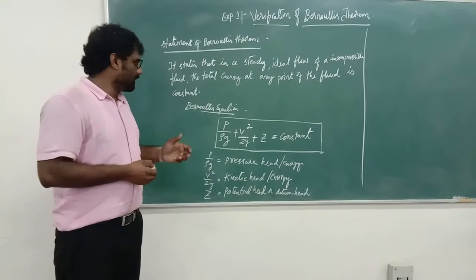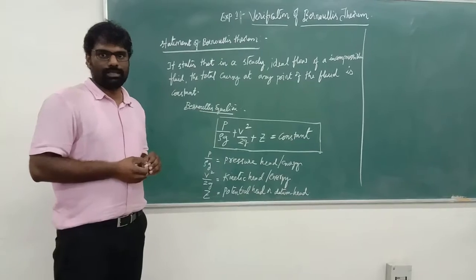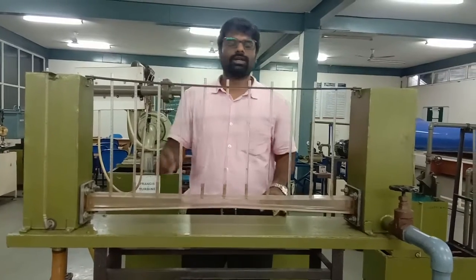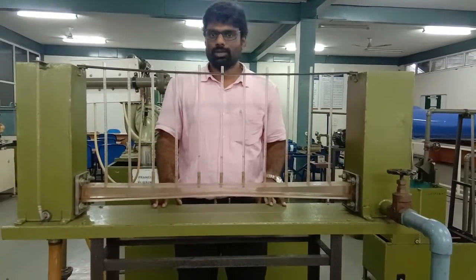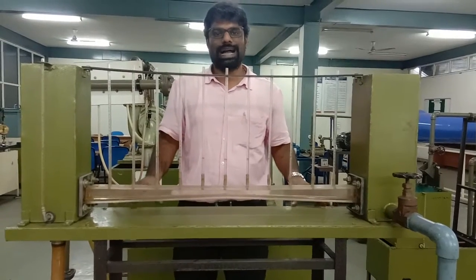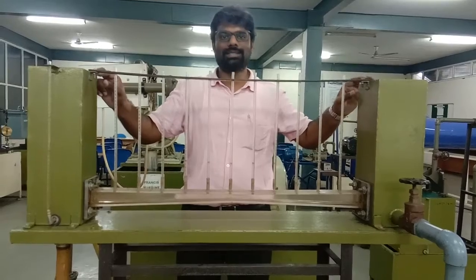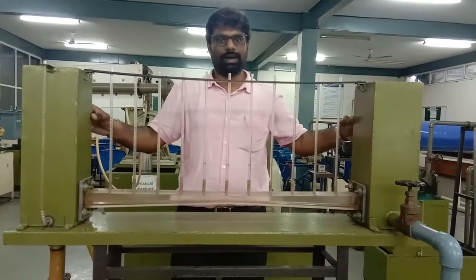For that, first we have to conduct this experiment on Bernoulli's theorem. So we will move to the experiment part. Just now we have seen the Bernoulli's theorem equation, and now we have come to the experimental setup. Before we start the experiment, we will first discuss the parts of the apparatus. This is the Bernoulli's theorem apparatus.